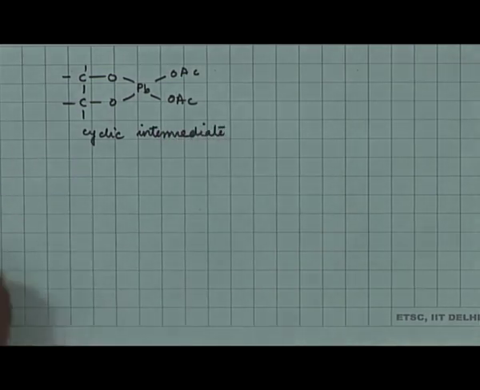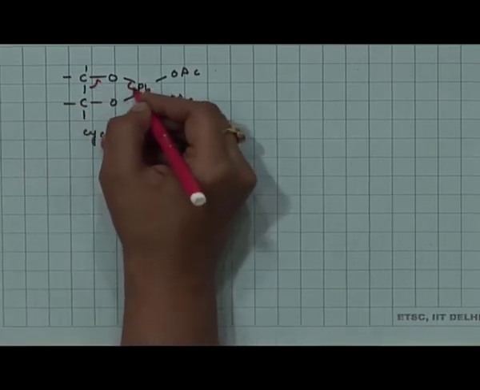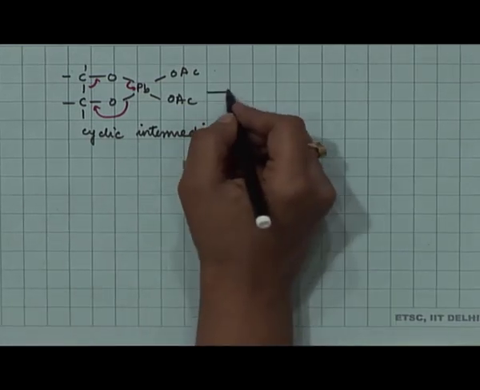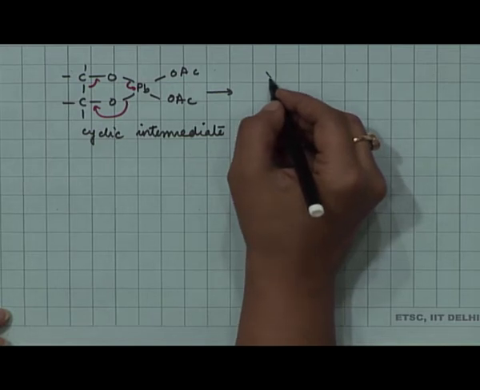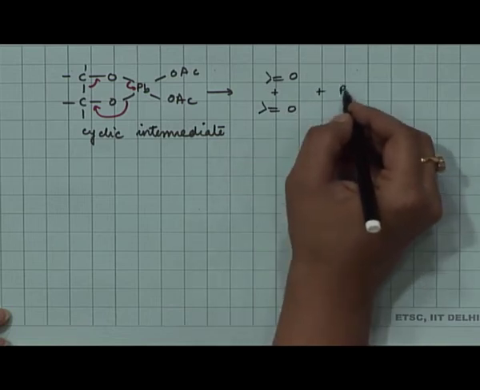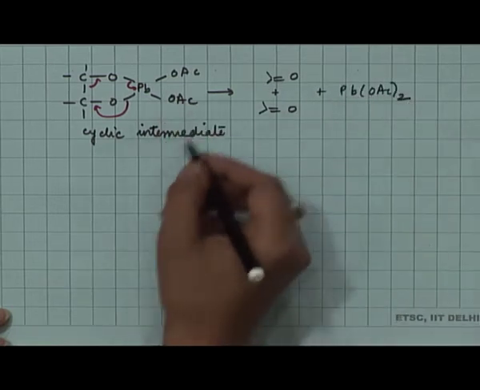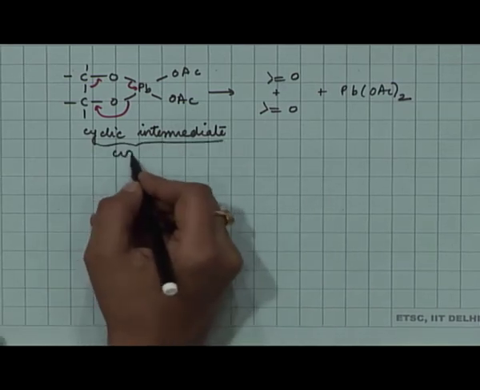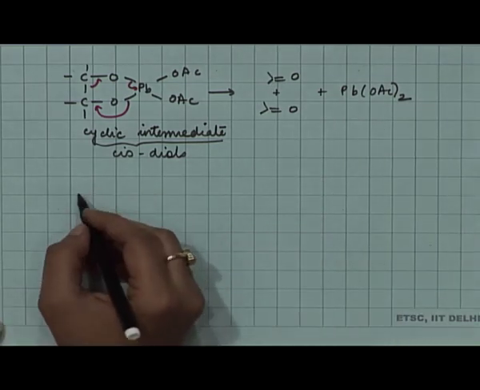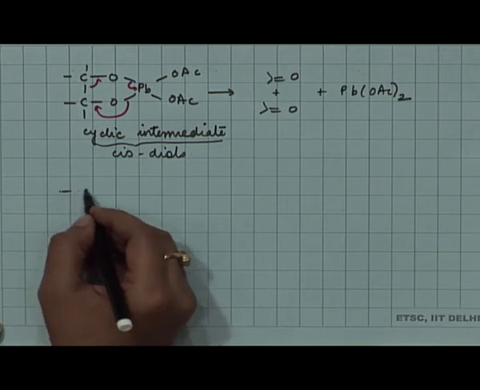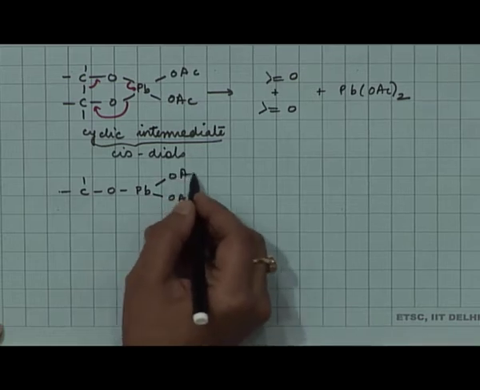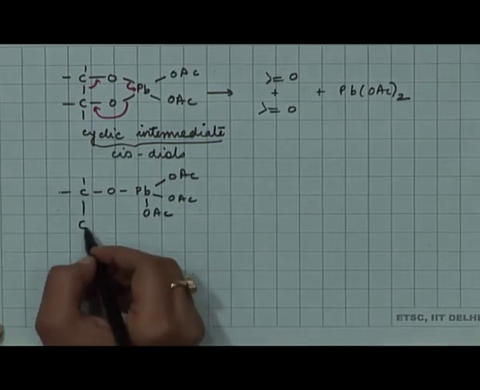which undergoes decomposition, as was happening previously also with the iodate ester, and you end up with the mixture of your carbonyl compounds and generation of lead diacetate. This mechanism explains why cis diols would react fast and give you these oxidation products. What happens in case of trans diols, that once you generate this intermediate in the first step?